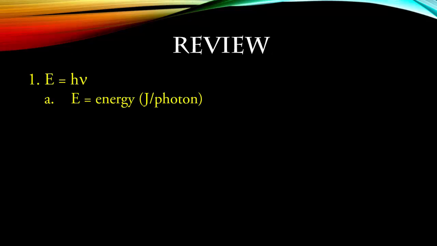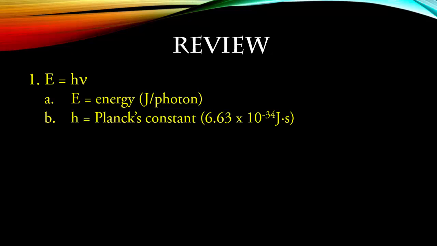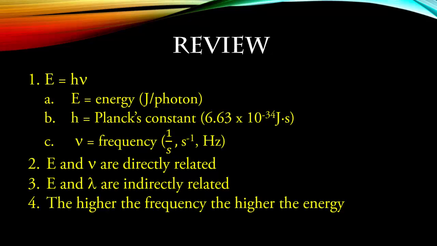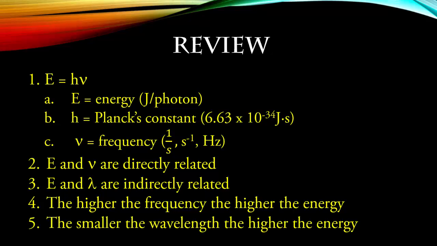E equals the energy in joules per photon. Planck's constant is 6.63 times 10 to the minus 34th joules per second. I will always give you that value. And the frequency is nu with these units. Energy and frequency are directly related. Energy and wavelength are inversely related. So the higher the frequency, the higher the energy. The lower the frequency, the lower the energy. The smaller the wavelength, the higher the energy. The larger the wavelength, the smaller the energy.